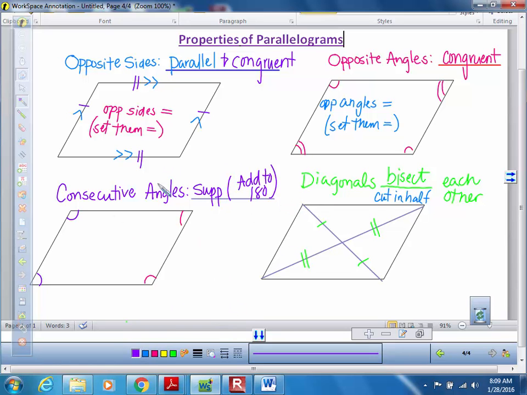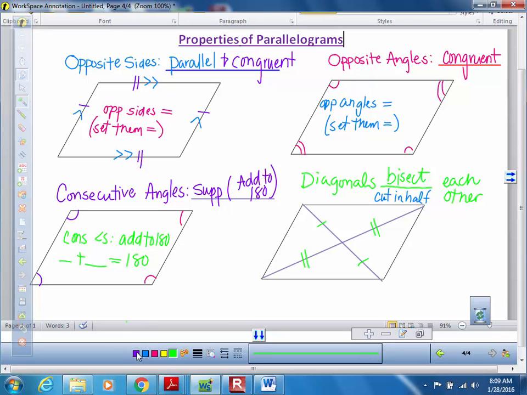Now, if we're talking about consecutive angles, they are going to add to 180. So anytime we're dealing with consecutive angles, we want to add to 180. Or this plus this equals 180.